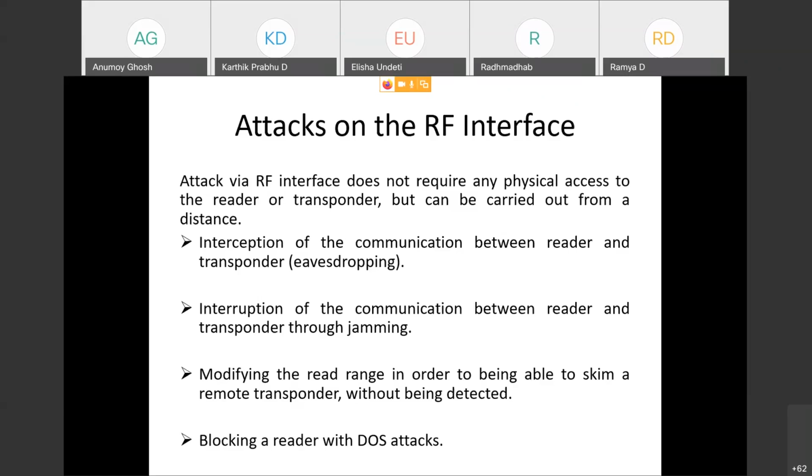Now if the read range is reduced to 3 meters, then when the car is passing through the toll, the distance between the tag and the reader is 5 meters, but the reading distance is reduced to 3 meters. That means what is happening? The reader is not able to read the tag, and the car can safely move out without paying. And fourth is blocking a reader with DoS attacks.